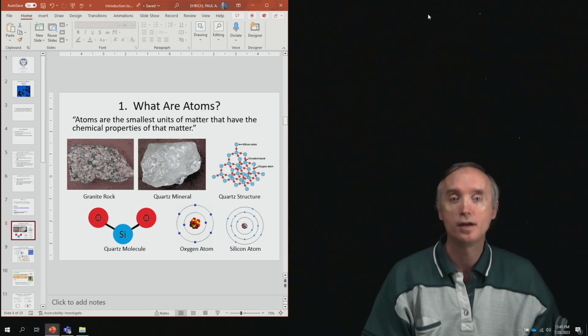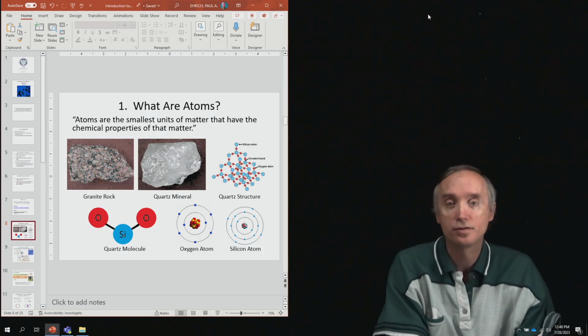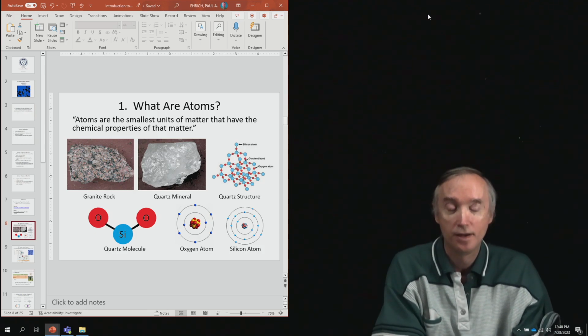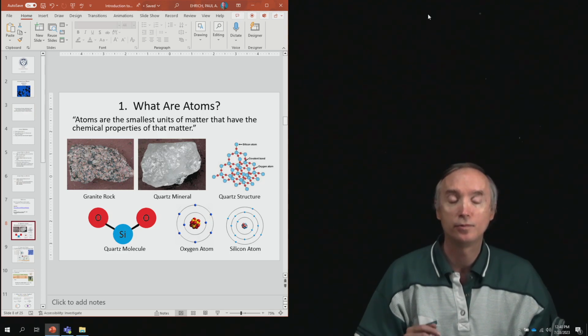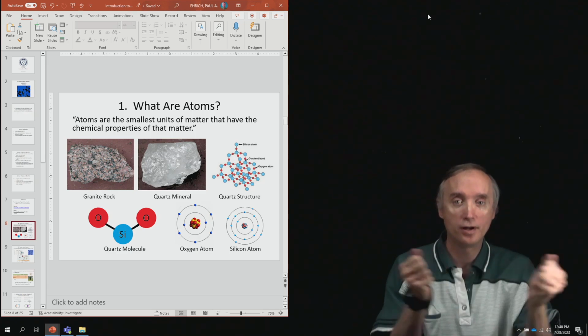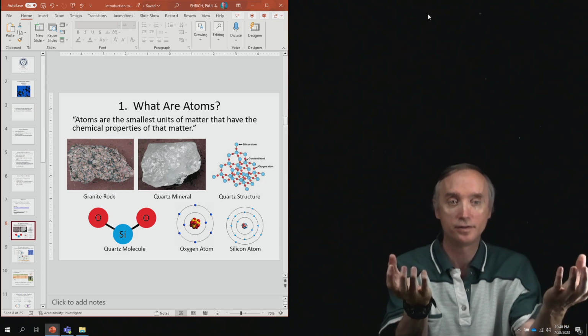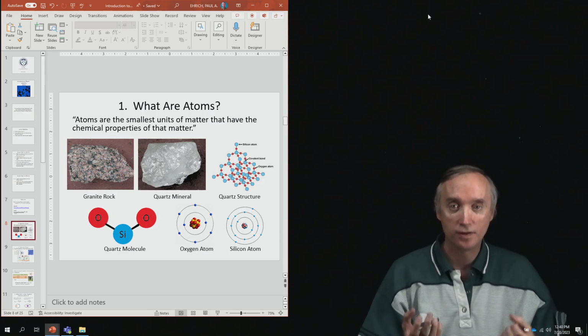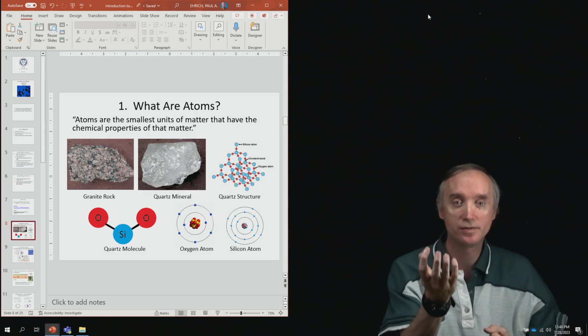Notice that it's made of only two elements. It's composed of oxygen and silicon. What's interesting is that when oxygen is hooked to silicon this way, it makes the mineral quartz, which is clear and a very, very hard mineral. But if you were to break apart the molecule into the oxygens and the silicons, then all of a sudden the oxygen would be a gas and the silicon would be a silver metal.